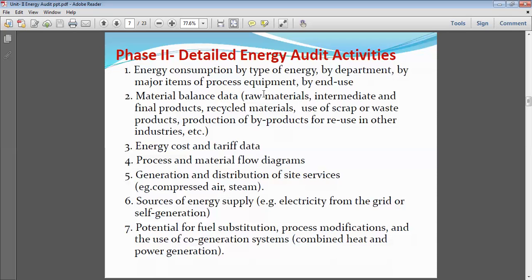For example, in some process there are 20 pumps. So we have to make the chart: 10 HP pumps, 20 HP pumps, 50 HP pumps. So this is the chart which we have made equipment wise, department wise, and energy wise. So we have to prepare this activity, and we have to decide which type of data is to be collected for 50 HP motors and 10 HP motors.